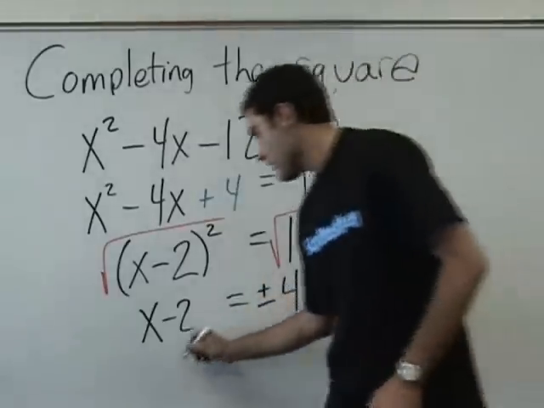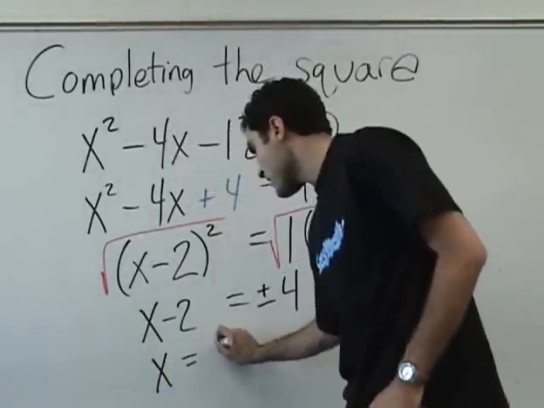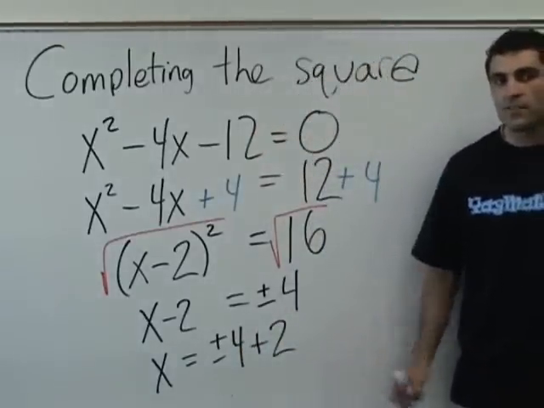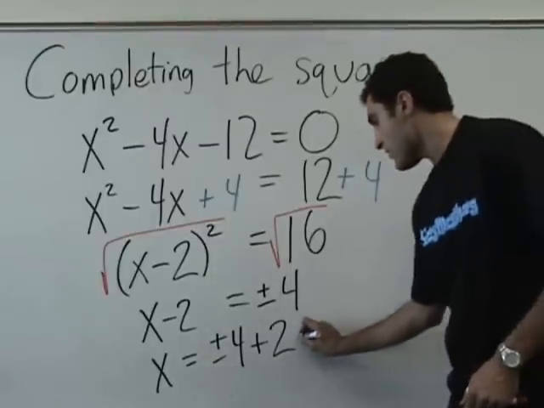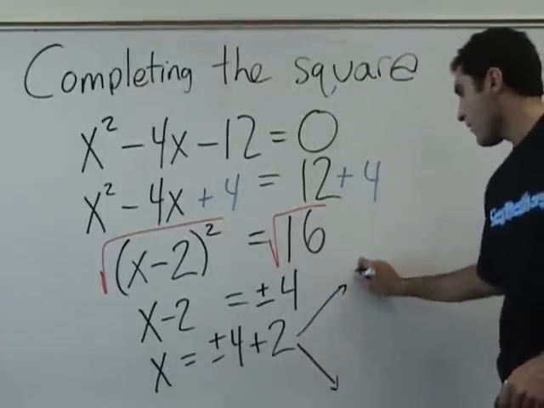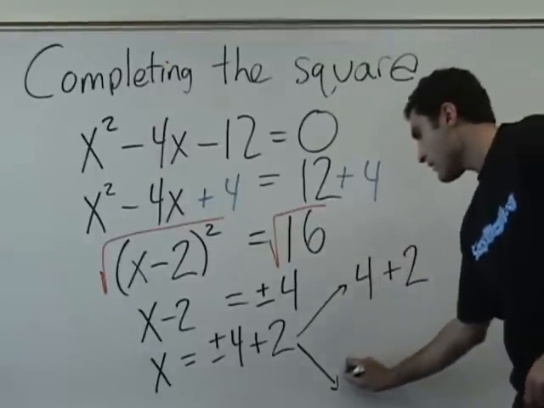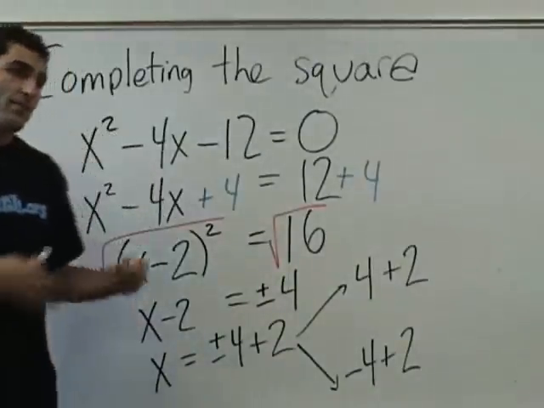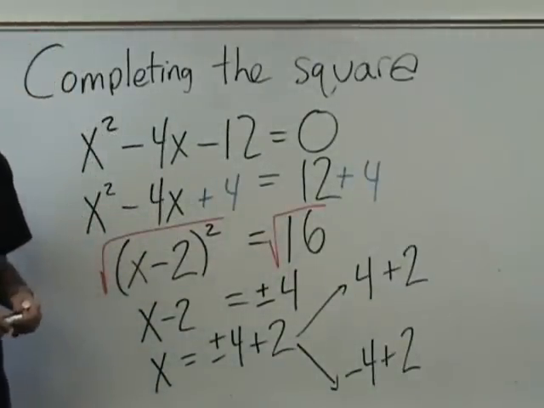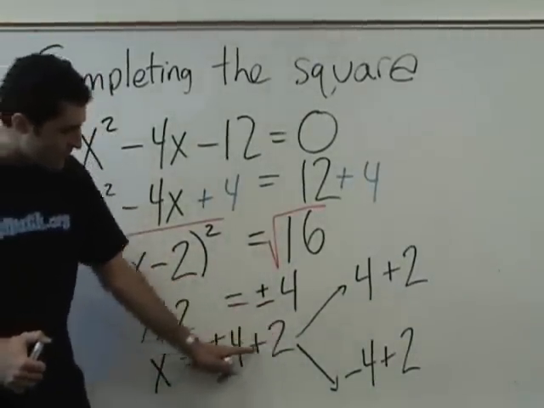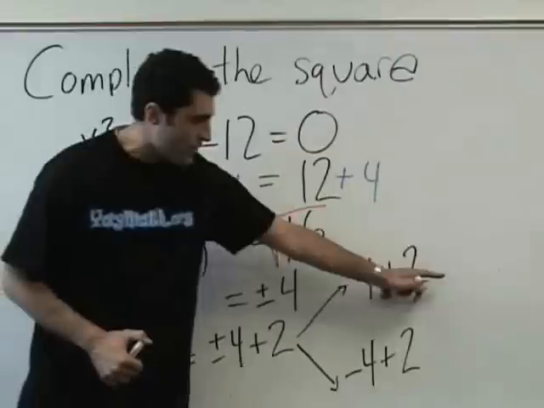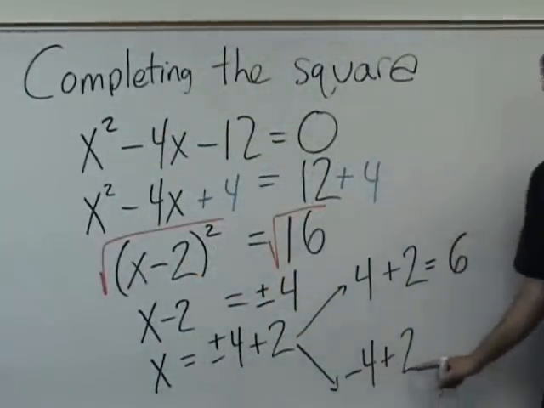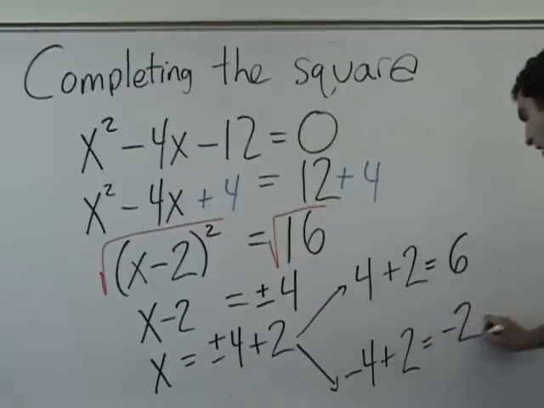Add 2. x equals, now watch this, plus or minus 4 plus 2. What this means is this, watch closely. Two answers: 4 plus 2, and negative 4 plus 2. That's what plus or minus means. It means 4, it also means negative 4. So from this answer we get two paths. What is 4 plus 2? 6. And what is negative 4 plus 2? Negative 2.